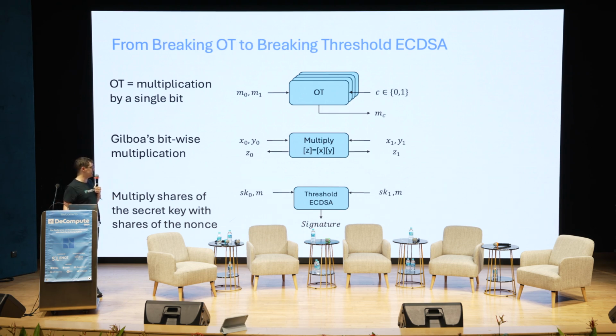And if you break the security of oblivious transfer, then in many cases you can also break the security of the threshold signature scheme as a whole and recover the key. For instance, if the sender is malicious and somehow learns the choice bit of the receiver, then you can learn the values that the receiver is using to multiply, which translates to learning the shares of the secret key.